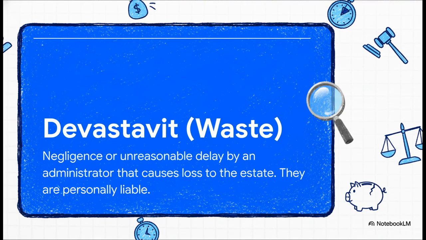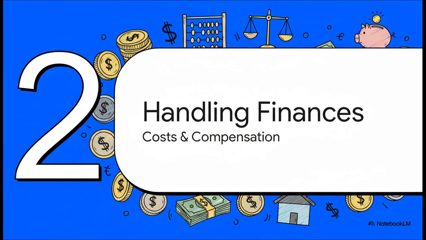So what happens when an administrator drops the ball on these duties? This is where Section 5 brings in a key legal term, devastavit, which is basically a fancy word for waste. This could be anything from negligently failing to collect debts, like we just talked about, or improperly using estate property without paying rent. Any negligence or unreasonable delay that causes the estate to lose value is considered waste. And the most important part, the administrator is personally liable for that damage, and their bond can be tapped to cover the loss.